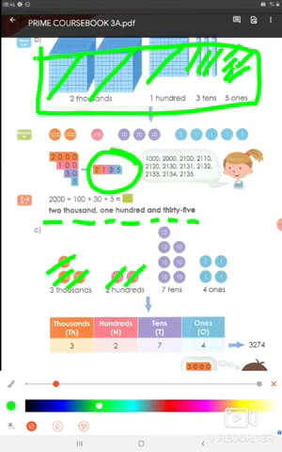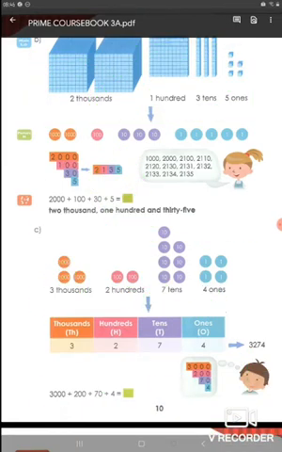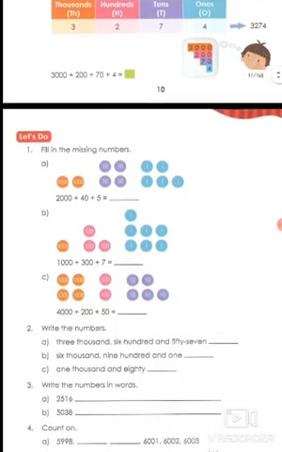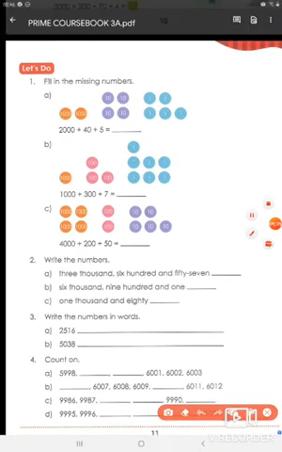This one is 1, 2, 3,000, 3,100, 3,200, 3,270, 3,274. As simple as that. Now we're going to do this exercise. Fill in the missing numbers. What is the missing number by 1A?